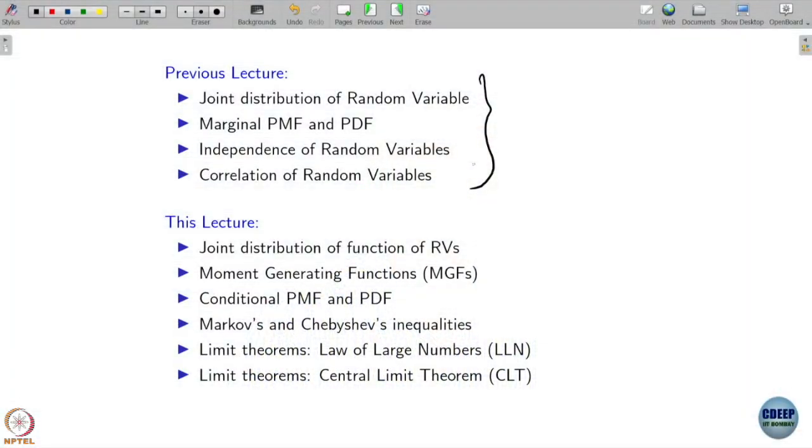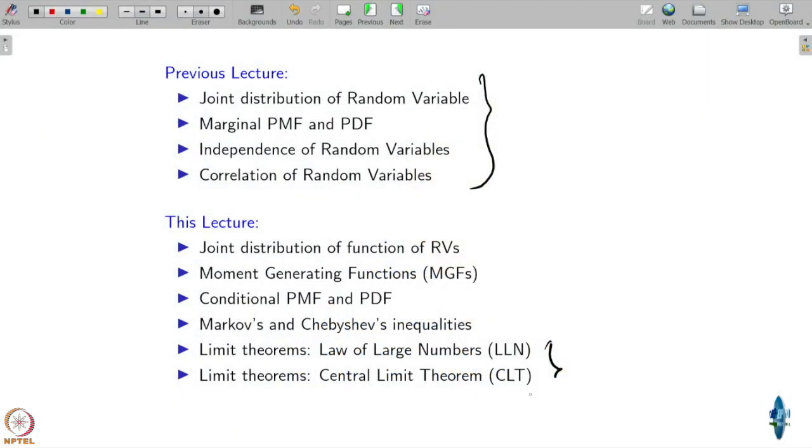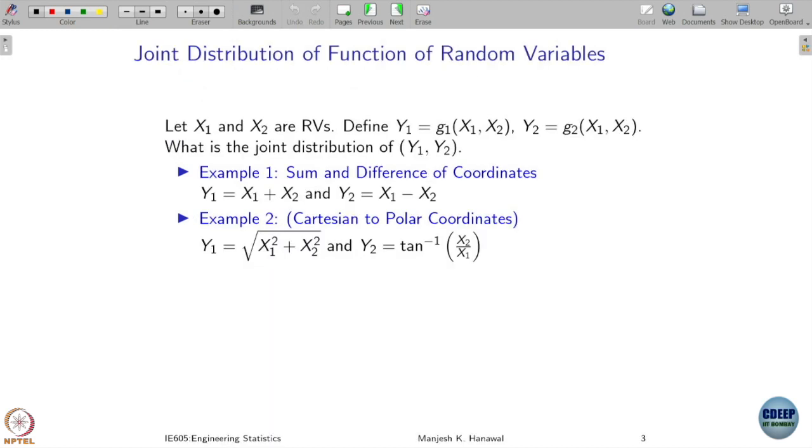So what we'll do now is quickly start migrating to statistics, and these two theorems, the limit theorems, law of large numbers and central limit theorem, are our bridges between probability and statistics. Once we conclude these two theorems, we are ready to get into statistics. But before that, let's understand some more concepts of probability.